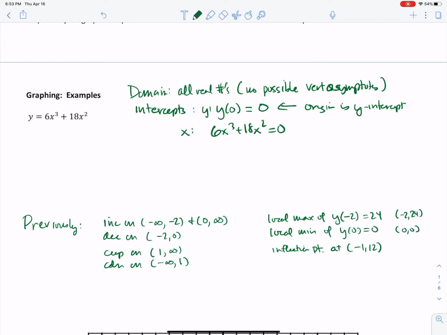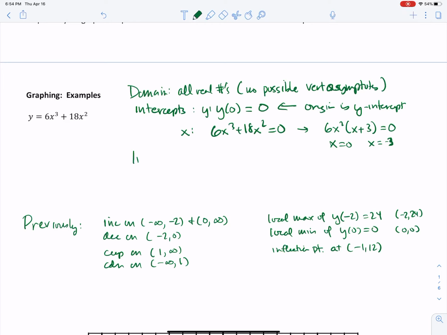6x cubed plus 18x squared equals 0. Well, I can factor out 6x squared from both terms. And so I wind up getting 0 and negative 3. So those are going to be the x-coordinates of my x-intercepts.